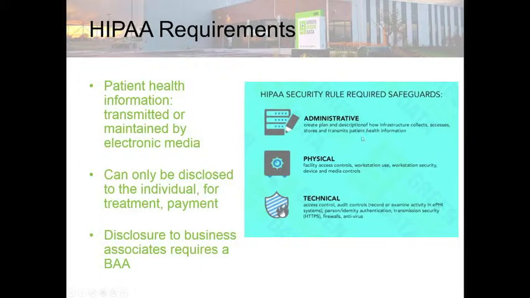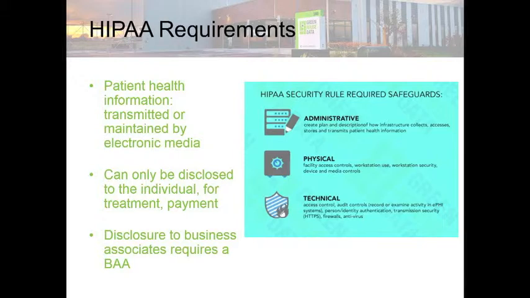Some of the specific areas here we have on the right that we want to make sure we have covered are the administrative side. We want to make sure that we have a plan and documentation written describing how our infrastructure collects, stores, accesses, and transmits the patient health information. On the physical side, we want to make sure we have good physical access control to both our facility and our servers. Make sure we have good workstation security, as well as the use habits of the users, and device and media controls.